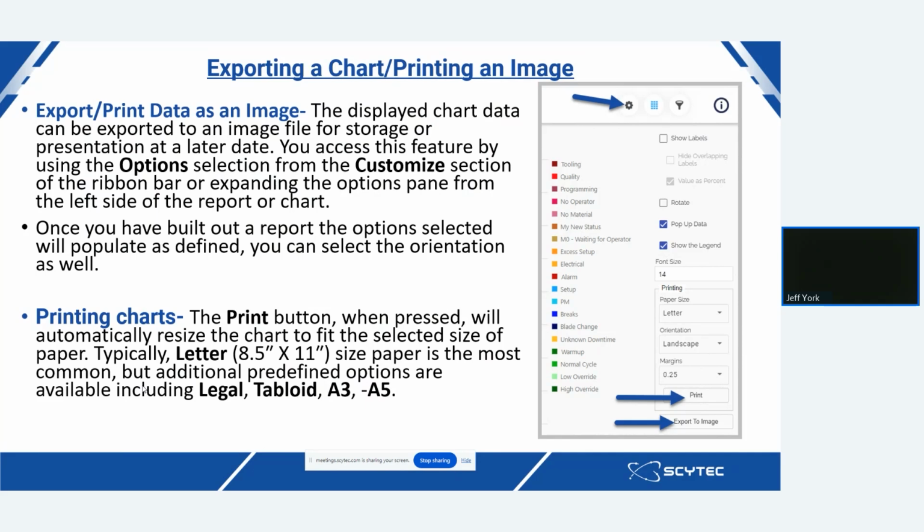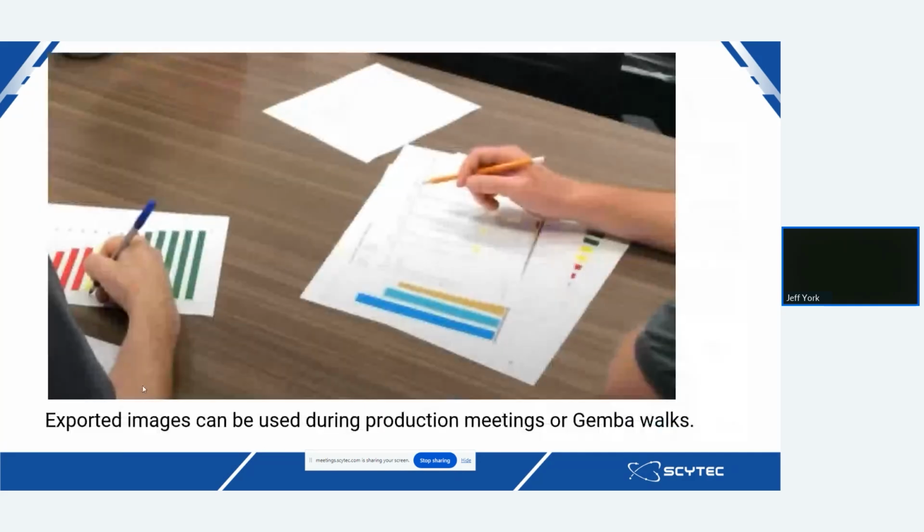Once you have built out a report and it looks the way that you want it to look with all of the data items, you can select that gear, and then at the bottom you can see both export to image as well as print, and you can get those in the usual sizes that you would print out a document, such as letter, legal, tabloid, A3 to A5. We have clients that use these for their production meetings to print them out and talk about, and you can also print these out and do your Gemba walks with and discuss whatever period of time metrics you are going over for your production meeting or Gemba walk.